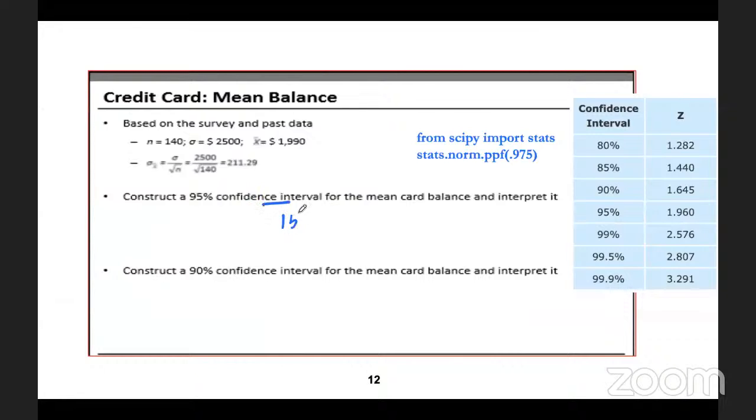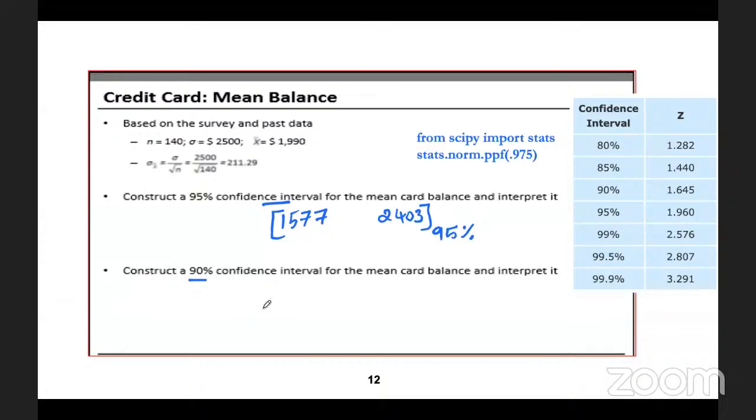So 1577, 2403. Okay. So this is my confidence interval for the 95% confidence level. And when you say 90% confidence interval, so we have got how much it is.